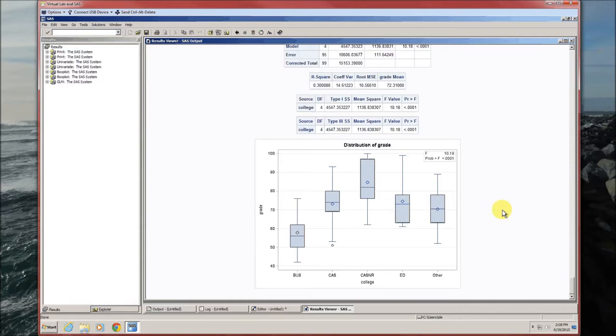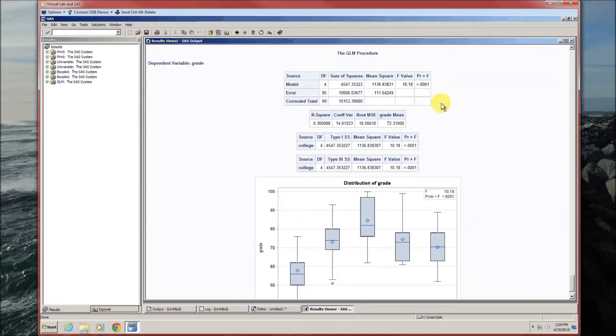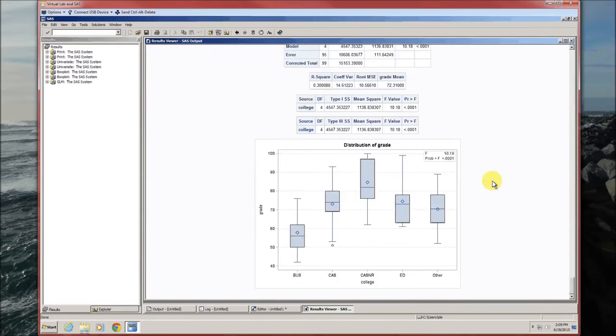Here's a histogram. Box plot, side-by-side box plot. Again, the diamonds are the means, the horizontal bar here is the median. This also gives the test statistic, F is 10.18, and the p-value, in this case, again, less than alpha. So we've now concluded that, assuming analysis of variance is the correct procedure to use here, we're able to conclude that at least one of the 5 colleges has a different average grade.